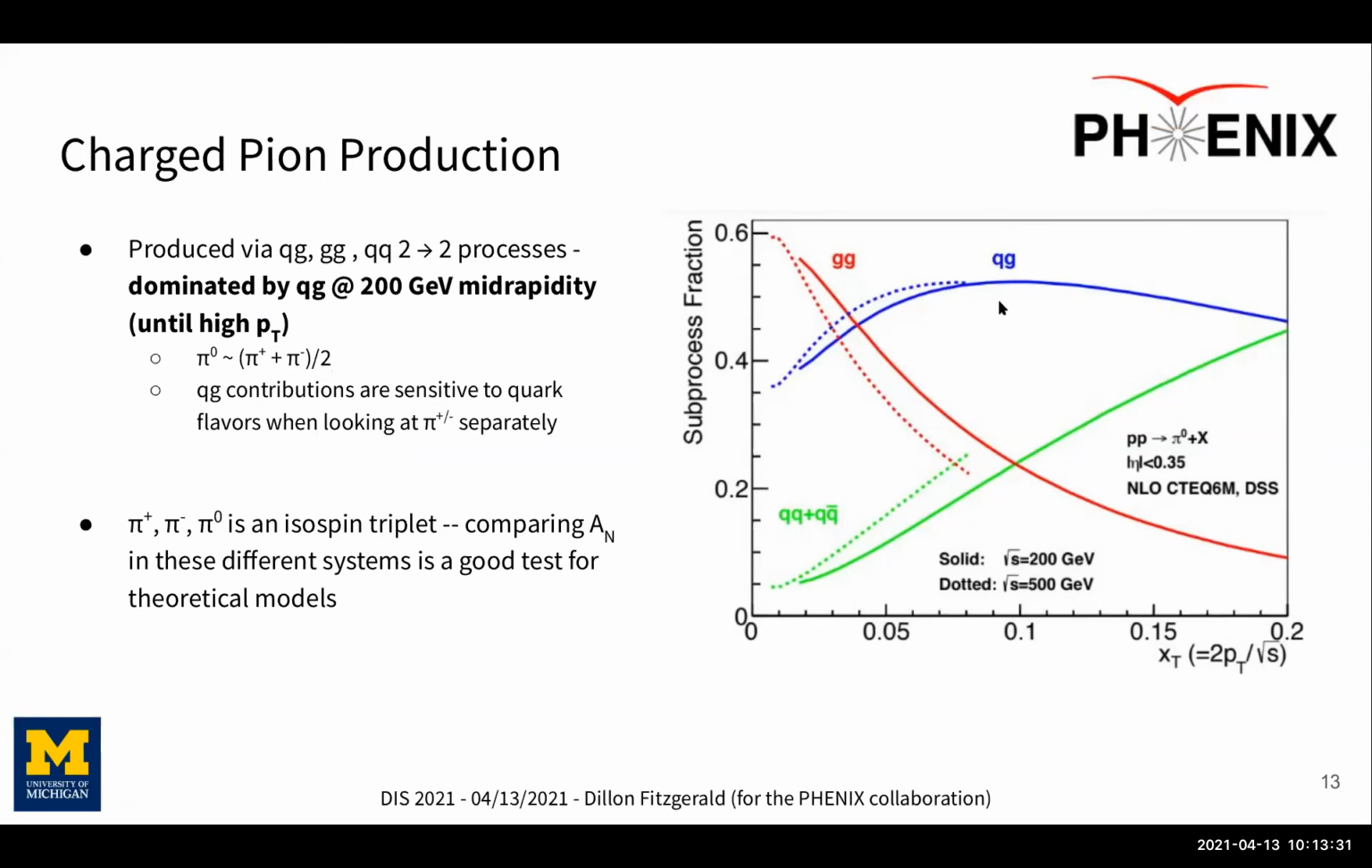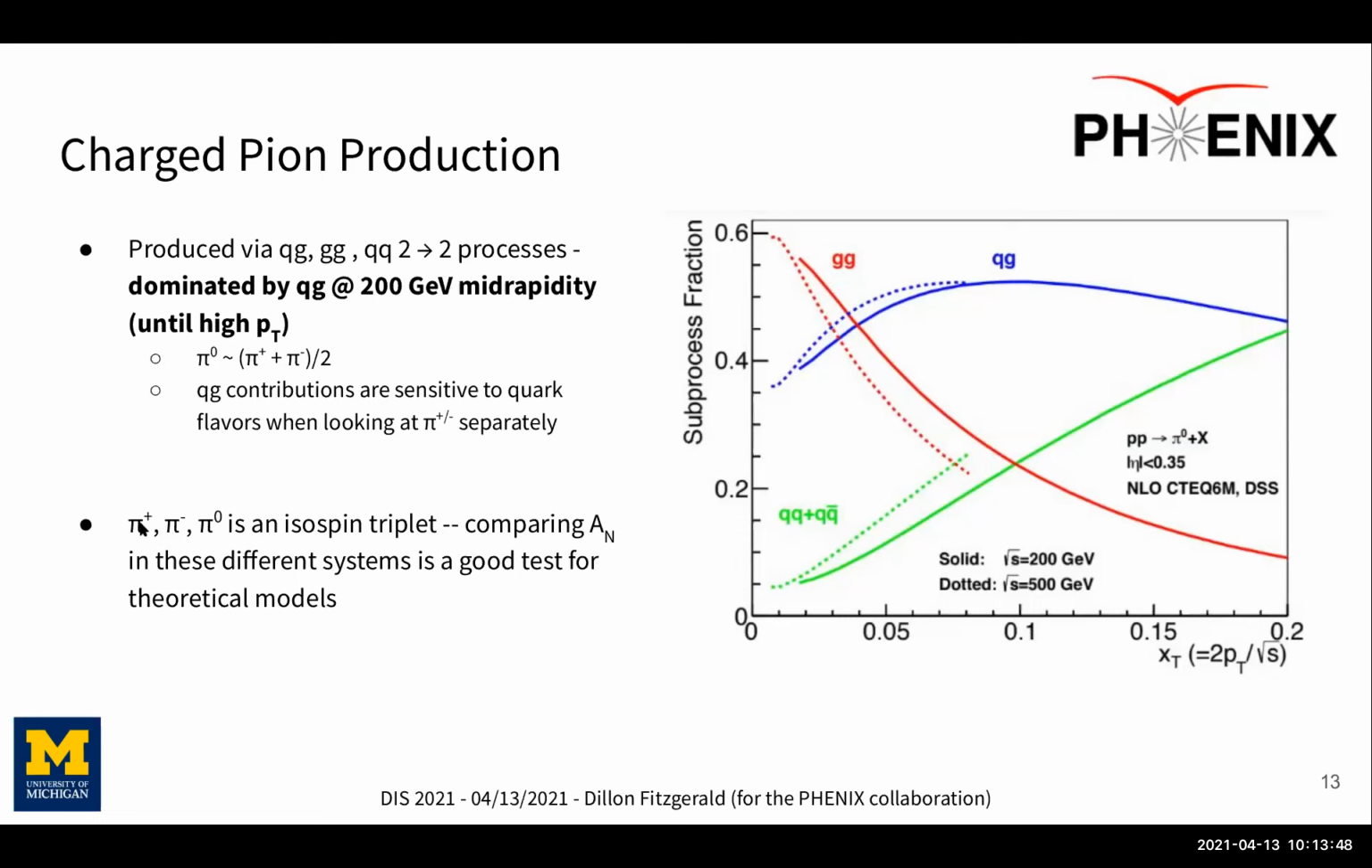Okay, thank you. This is also dominated by quark-gluon scattering. And the measured range for the charged pion analysis is 5 to 15 GeV. So we see nicely that this is actually the dominant contribution, which is great because it means we're sensitive to quark flavors when looking at the charges separately.